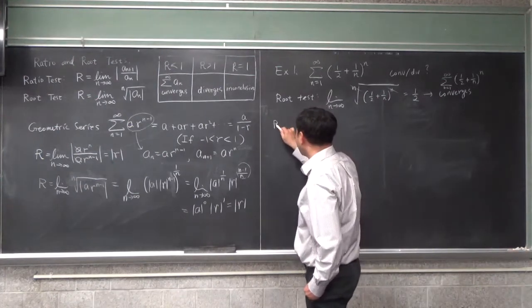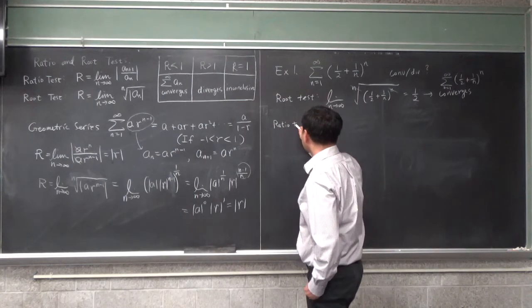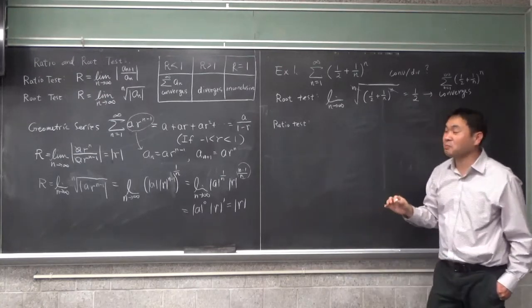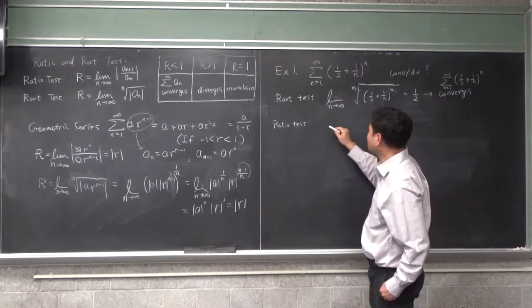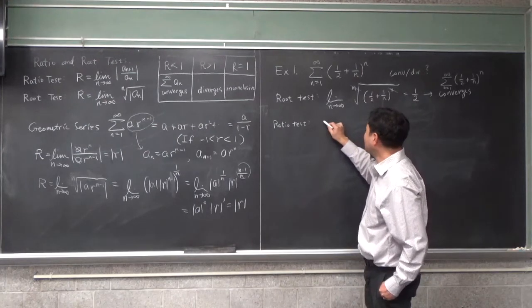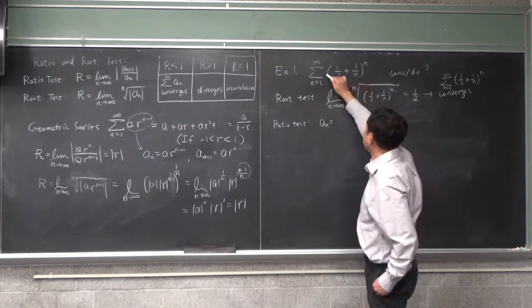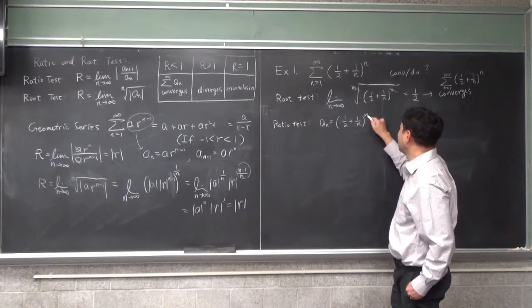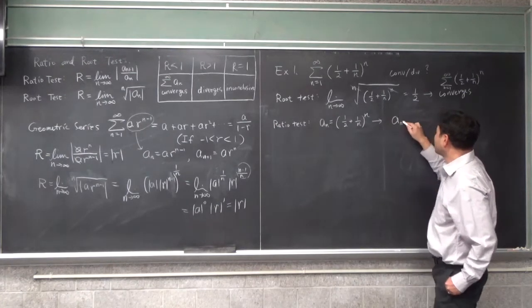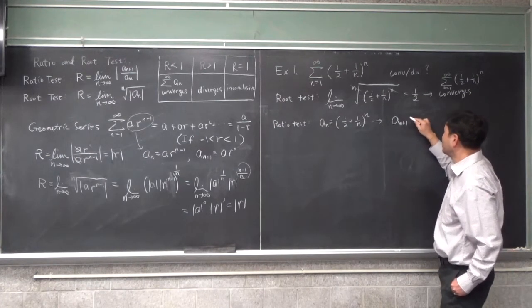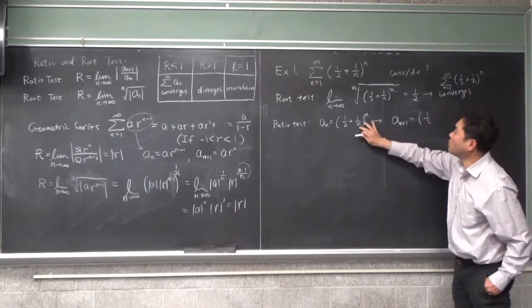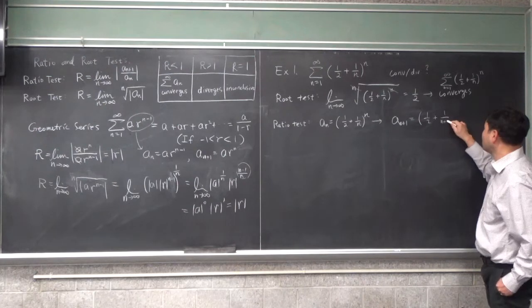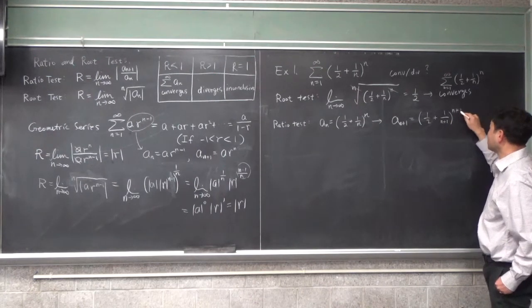Now let's do the ratio test. Ratio test is a bit harder because you have to figure out what a_(n+1) is. So first, a_n is this thing that you're adding. Therefore, what is a_(n+1)? You replace all the n's by n plus 1. So you have 1/2 plus 1 over n plus 1, and n plus 1.